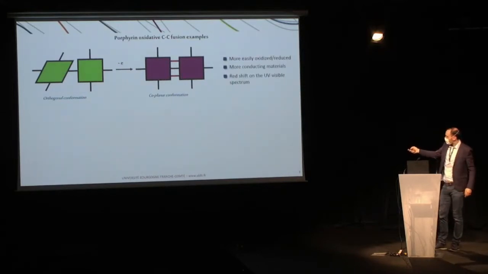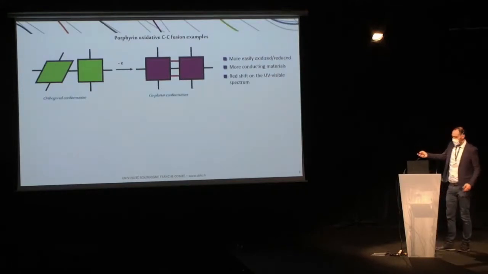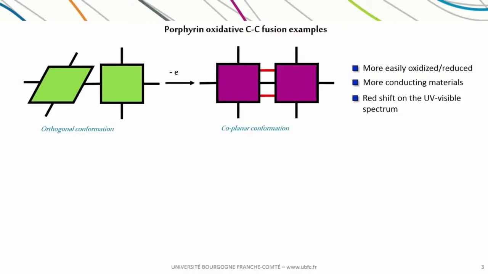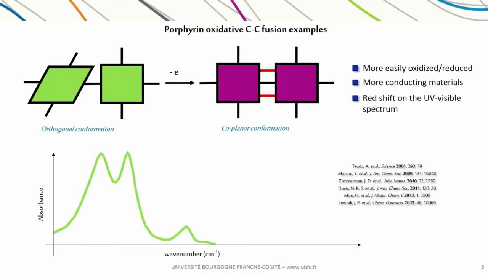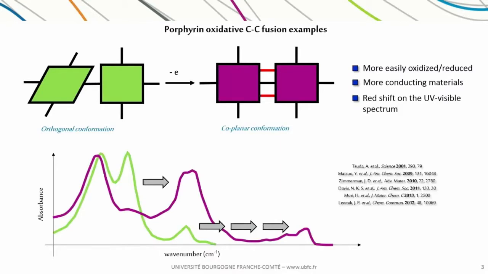And the properties of this molecule are that they are more easily oxidized or reduced, for example. And also it gives you, of course, more conducting material. And also we can see a redshift of the absorbance UV-visible spectrum. So I've shown you an example here. When you have the absorbance here and the wave number, you can see that this one has this kind of absorbance shape. And when you are increasing the number of bonds here, so when you are making a material fully coplanar, you shift these bands to the red. So you have a red shift towards the lower energy of the spectrum.